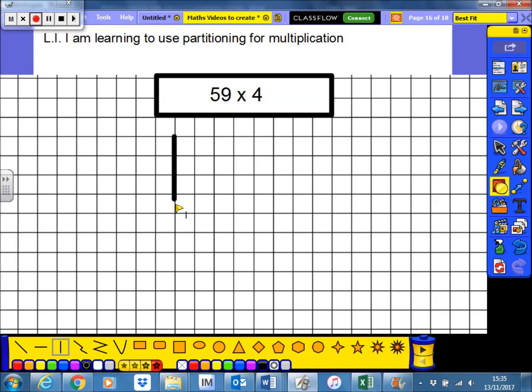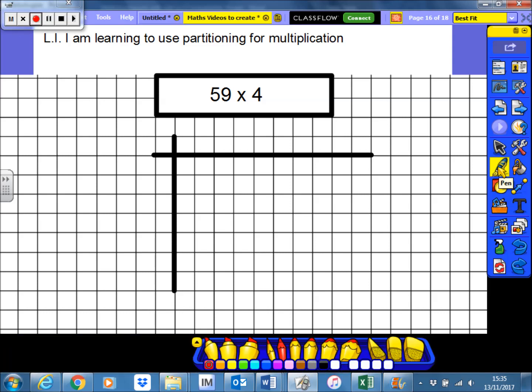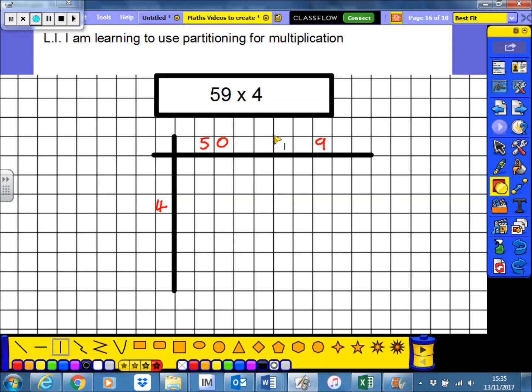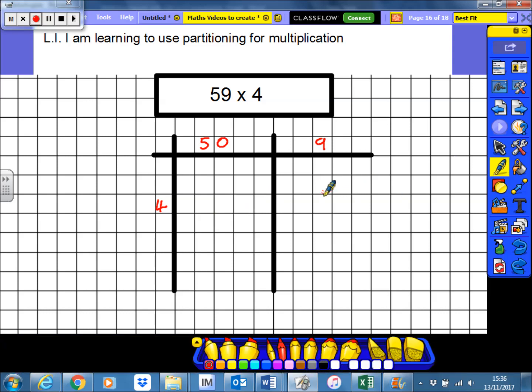Now, I always start off the grid method by just drawing my grid straight off. So I'm going to draw my grid here. And what this is for will become clear in due course. Now, I'm going to start my calculation by partitioning the numbers. So I'm going to have 50 and 9 across the top here, and down the side here, I'm just going to have my 4, because this number cannot be partitioned any further. Okay. Now, I'm going to separate these numbers on the grid a little bit more, and what I've created are two quadrants, one over here and another over here. Now we can get to work.